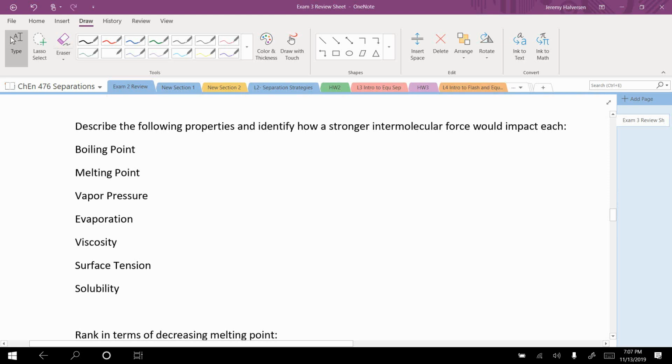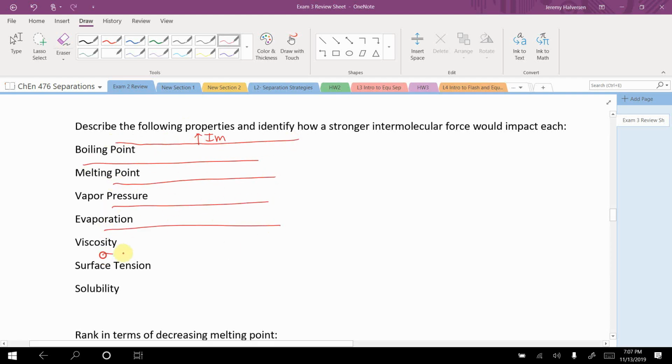All right, describe the following properties and identify how stronger intermolecular forces would impact each. So, just do it together. If I increase intermolecular forces, I want to figure out what happens. I know that some of these are things that we haven't talked about before, but you should be able to figure it out.